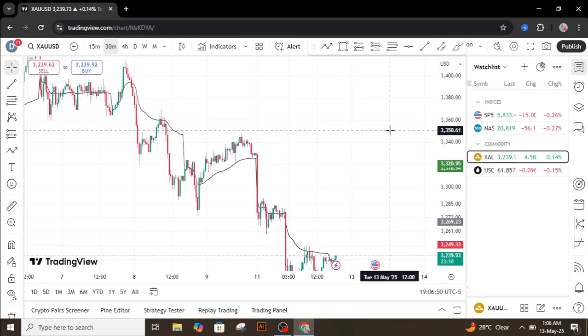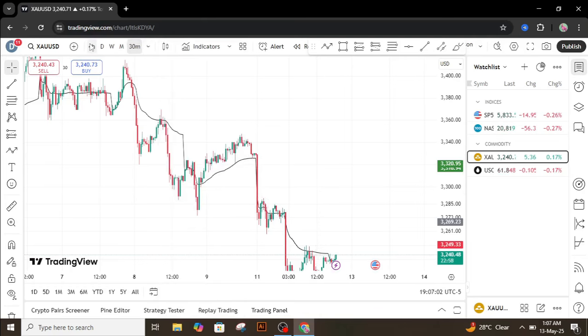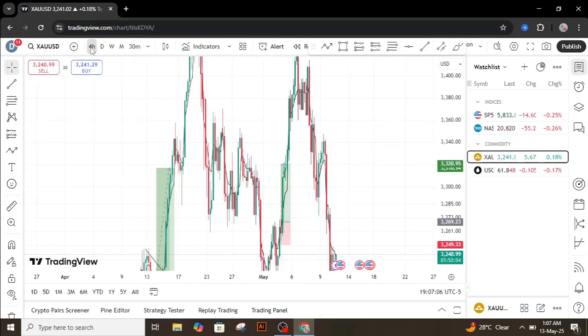So let's consider using it now on higher time frame. So I want to remove those small time frames because I don't really use them. So let me go back to 4 hours.